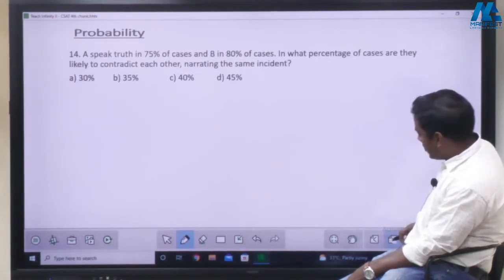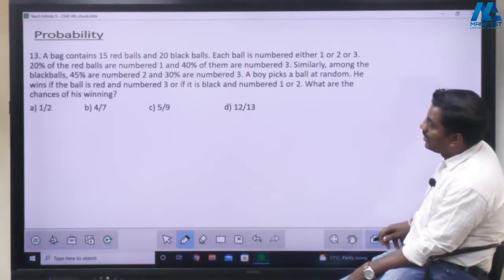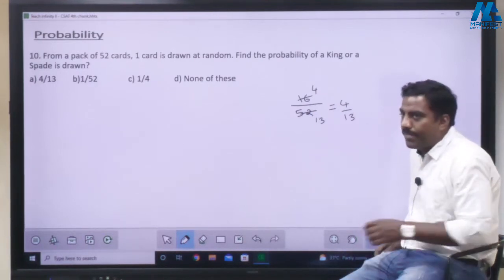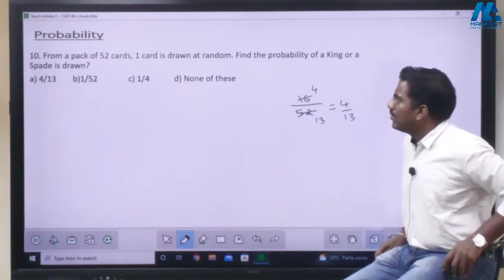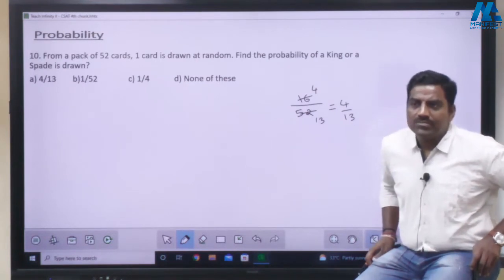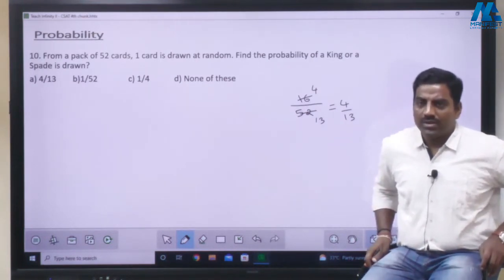Okay, if you want extra questions on cards, I'll tell you. Definitely, there are no 2 cards questions. Only 1 card is there.